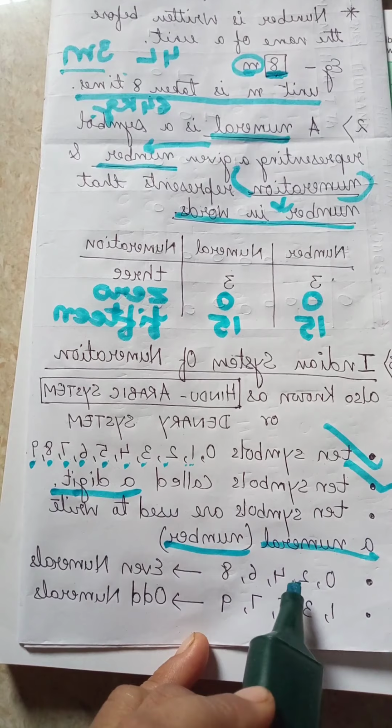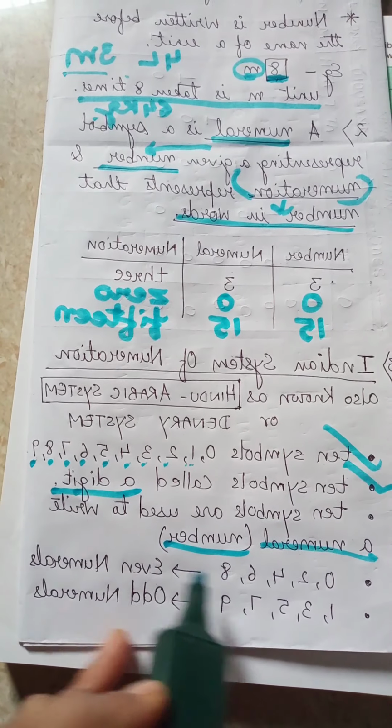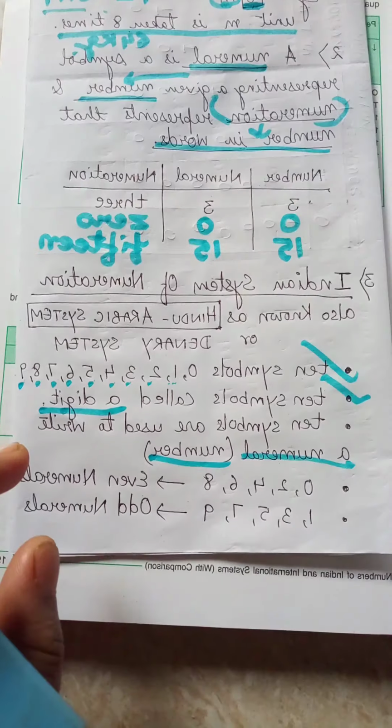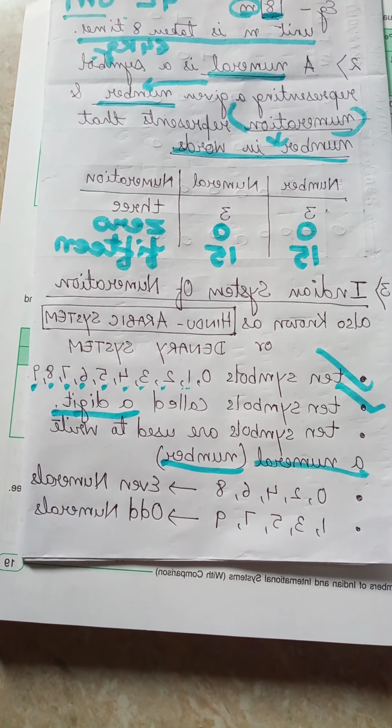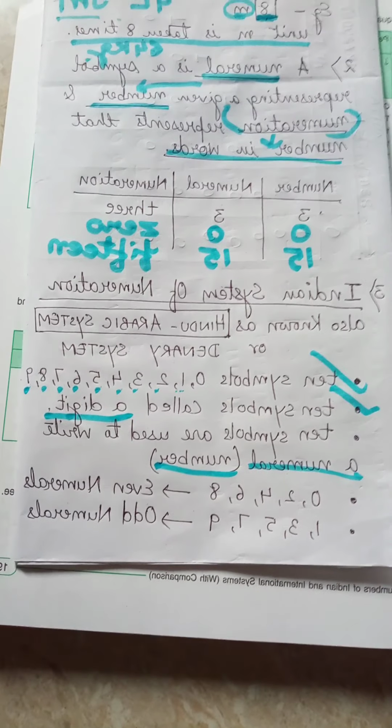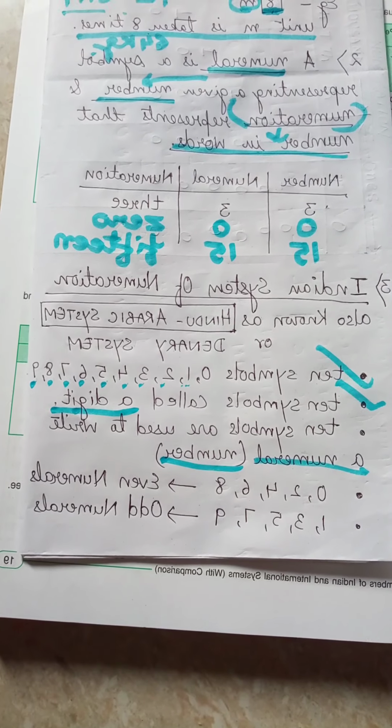So 0, 2, 4, 6, 8 are known as even numerals, and 1, 3, 5, 7, 9 are known as odd numerals.